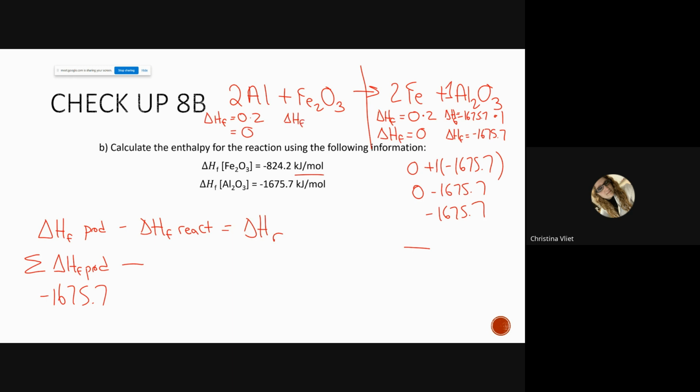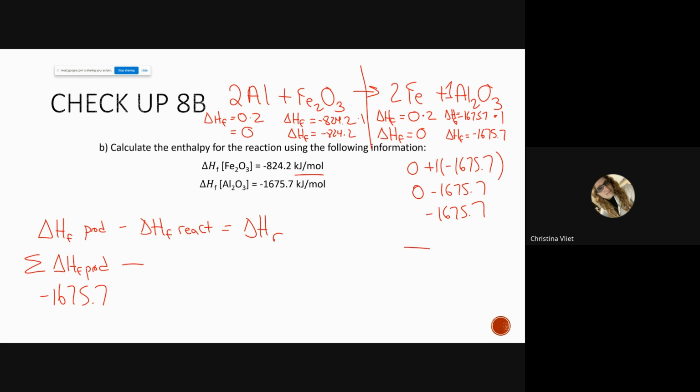They tell you it here. Negative 824.2. What do I multiply that by? 1, which is the same number. So I have the delta HF of Fe2O3 is negative 824.2.